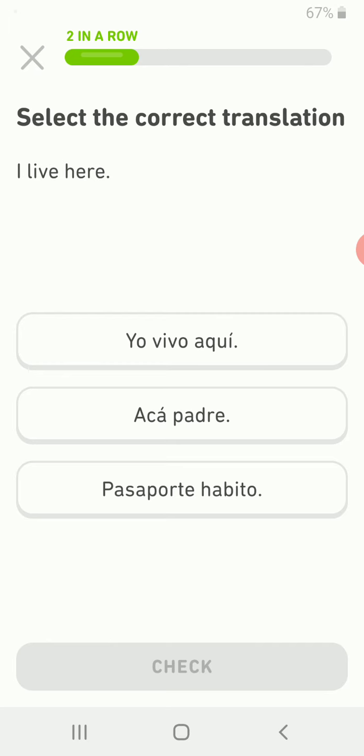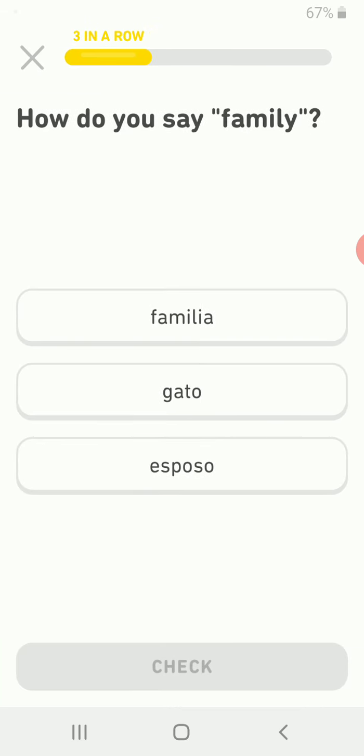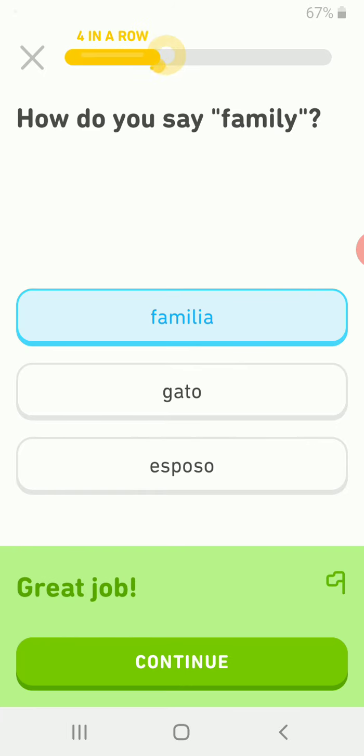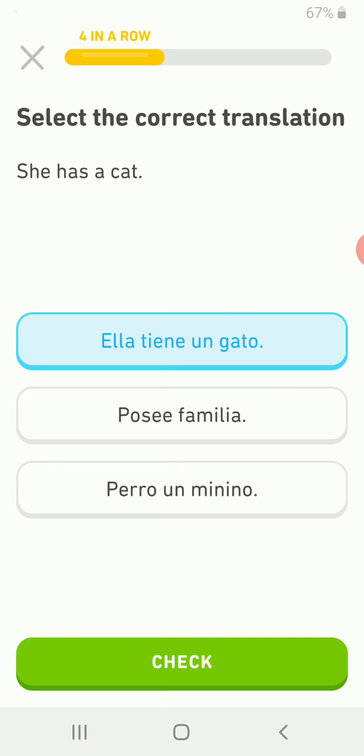Select the correct translation. I live here. Yo vivo aquí. Vivir is the infinitive of the verb to live. And familia. Gato is cat and esposo is husband. She has a cat. Ella tiene un gato.